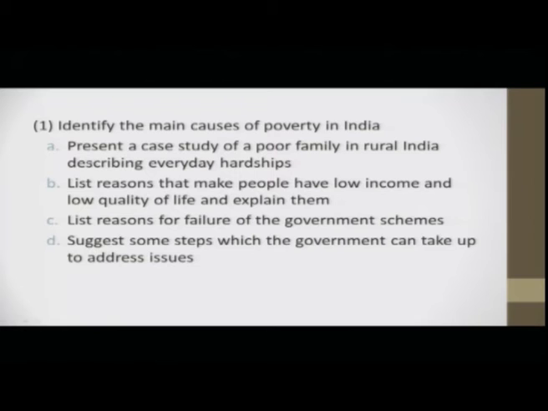So, here would you present a case study of a poor family in rural India describing everyday hardships, or would you list reasons that make people have low income and low quality of life and explain them? The third is, list reasons for failure of the government schemes, and suggest some steps which the government can take up to address issues. The key word here is identify.